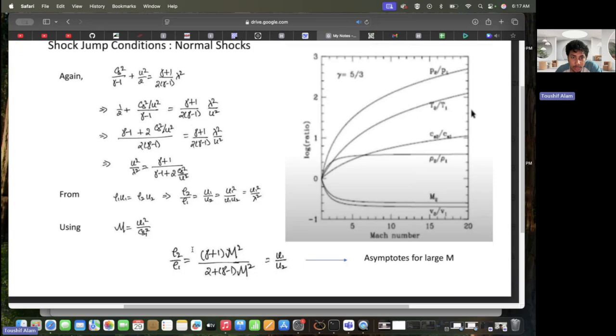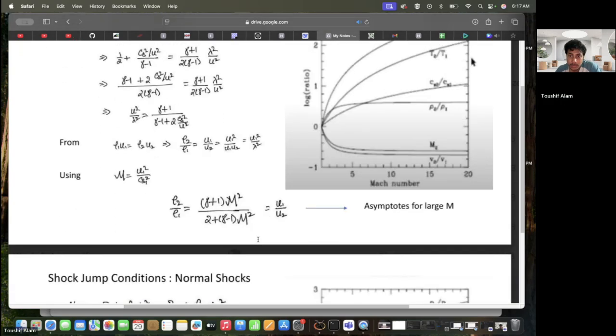So we'll get rho 2 by rho 1 gamma plus 1. This is M square. And actually we need to divide by this term, right? So you'll get U square by C, M square by 2 plus M square, here M square. And this is U1 by U2.